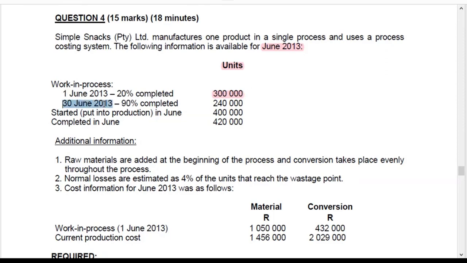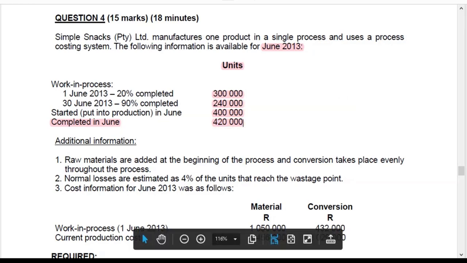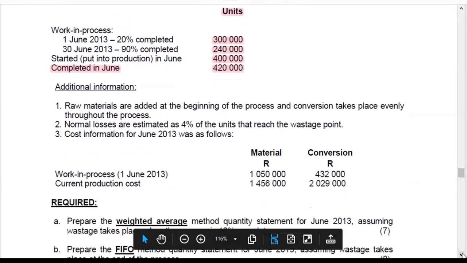And then at the end, remember I did tell you that sometimes they're not going to tell you the document that you can see with the date. On the 18 June 2013, it's 90% completed, and the units that you have here is 240,000. What was put into production in June is 400,000 units, and what was completed in June is 420,000. That's your information regarding units and also the percentage of completion.